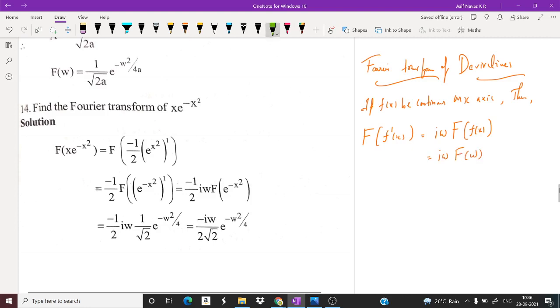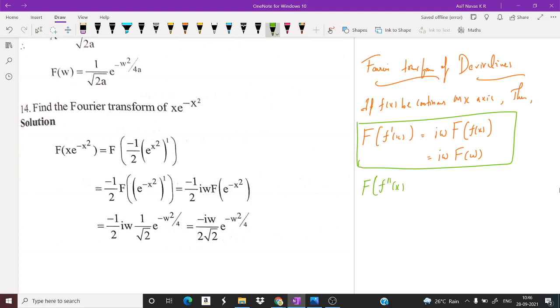So note it down. This is a formula. Fourier transform of f dash of x is I omega times Fourier transform of f of x. So this is a formula. Similarly, Fourier transform of f double dash of x is equal to minus omega square Fourier transform of f of x. So now in order to do this problem, find the Fourier transform of x into e raised to minus x square.